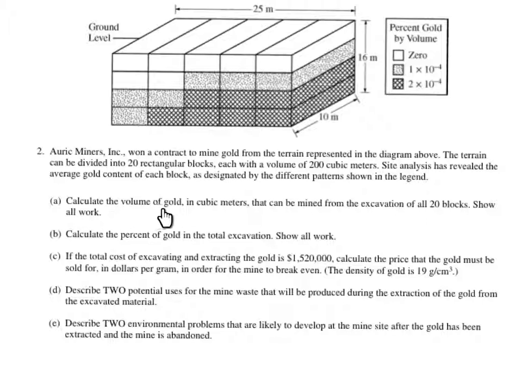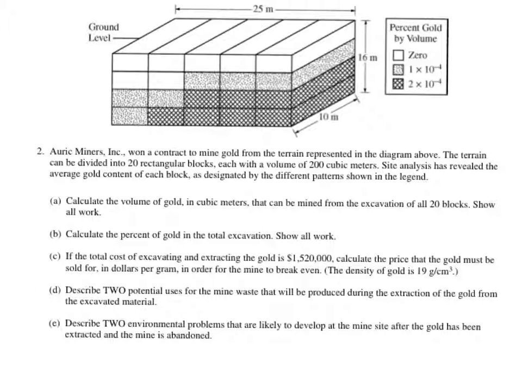It says calculate the volume of gold in cubic meters that can be mined from the excavation of all 20 blocks. So we got to dig all this stuff up anyway to get what's underneath. And remember that these numbers are in percentages. We don't want it as percentages, we want it as an amount. So we have to change these from percentages to a straight up concentration, which means, remember what you do to get a decimal into a percentage is you multiply by 100. So to get it out of a percentage, we're going to have to divide by 100.